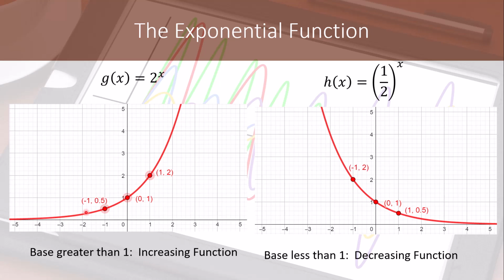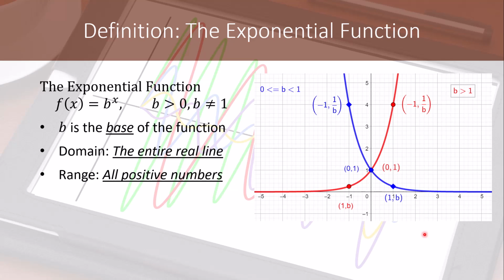If it's greater than 1, it will be an increasing function. If it's less than 1, it will be a decreasing function, but it will always be a one-to-one function. Specifically, every value of x will produce a different value for the output. Okay, so this is our formal definition for the exponential function, and that is that f of x is equal to b raised to the x power, where b is any positive number that is not equal to 1. Again, b is called the base.